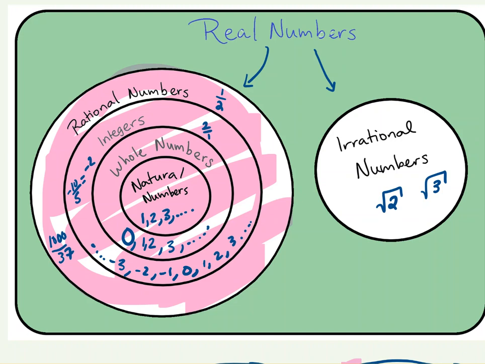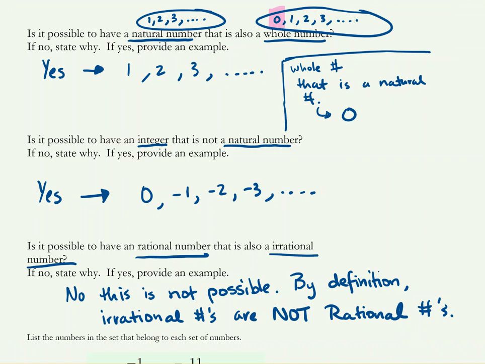Now looking at these, we could consider these to be Venn diagrams, and do we see that the rational numbers and the irrational numbers are completely separate? That means they have no overlap, and that makes sense because remember, irrational is just defined to be not rational. So in conclusion, it is not possible to be both rational and irrational because by definition, irrational numbers are not rational numbers.